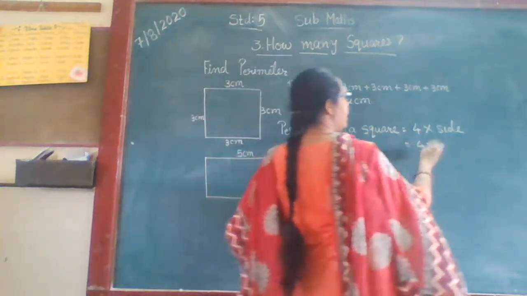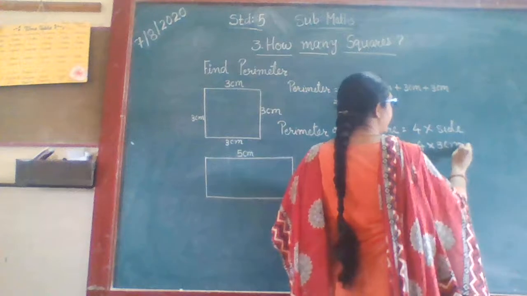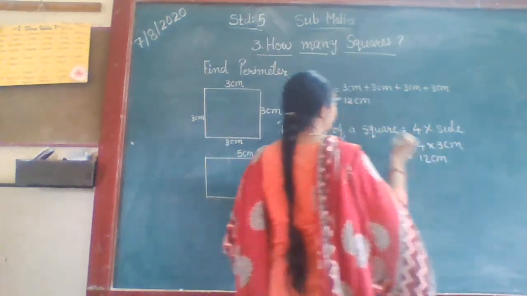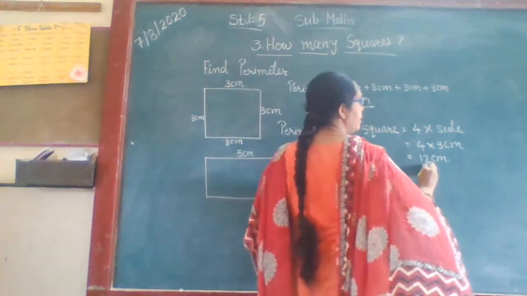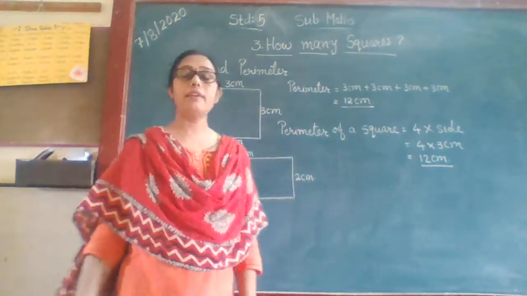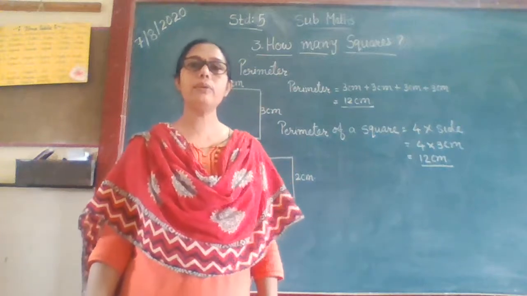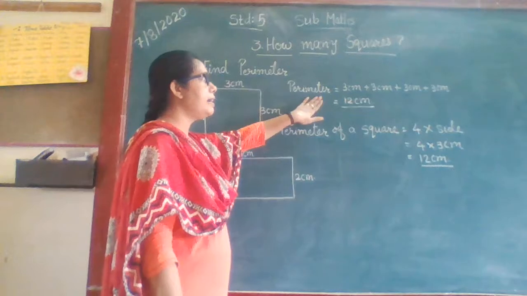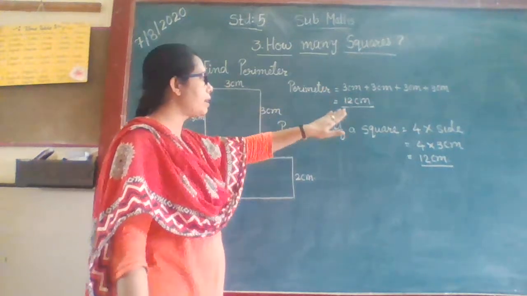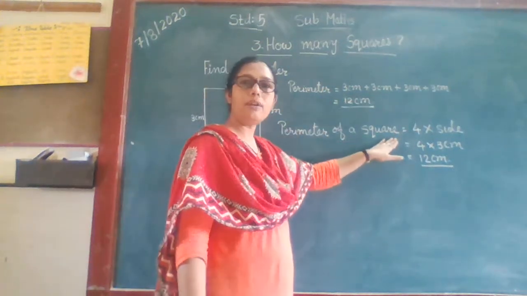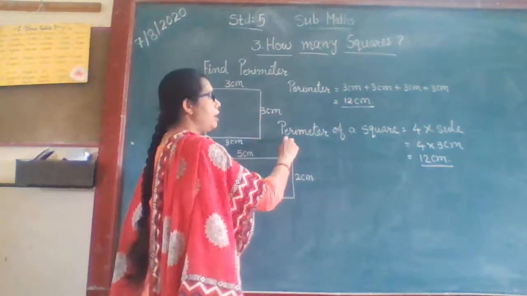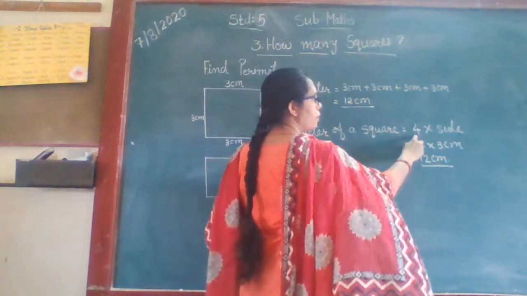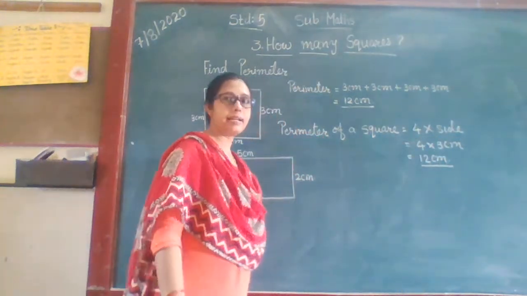So 4 times side means here we have to write the length of the given side. So 4 multiplied by 3 centimeter. It is 4 threes are 12 centimeter. See here, 12 centimeter, 12 centimeter. So if a square is given to you and you have to find its perimeter, you can find it by addition and you can find it by using the formula. So what is the formula to find the perimeter of a square? Perimeter of a square is equal to 4 multiplied by side.